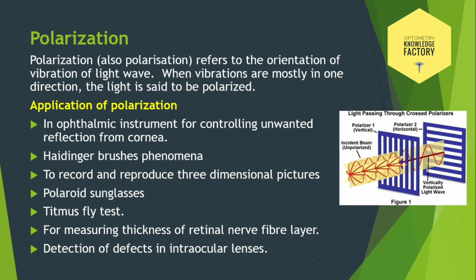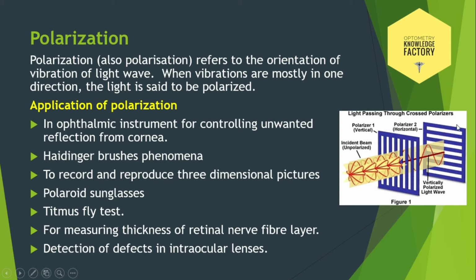Then polarization. Polarization refers to the orientation of vibration of a light wave. When vibrations are mostly in one direction, the light is said to be polarized. In this diagram, the unpolarized light vibrates randomly in different directions. But after going through a polarizing filter, the light rays only vibrate in one direction, giving a vertically polarized light wave.